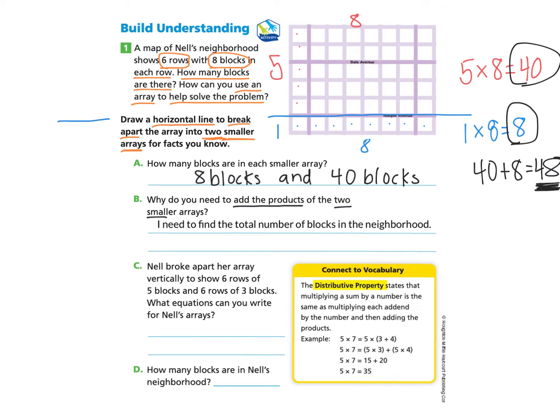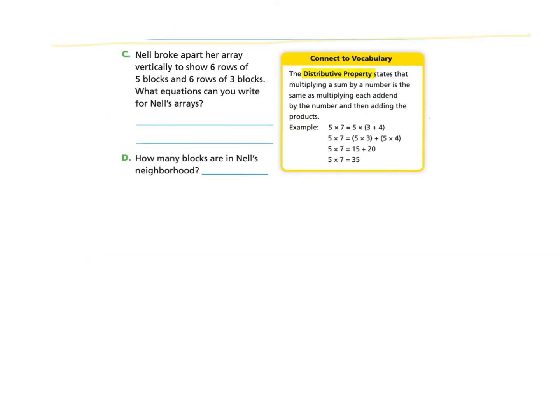And you might be thinking to yourself, why wouldn't I just multiply the 6 times 8 to find 48? Well, you can easily do that. This is just a different strategy, and so they're wanting you to learn different ways to do multiplication. So now we're going to take a look at this next part here. And I'm going to move it up so that we have more space.